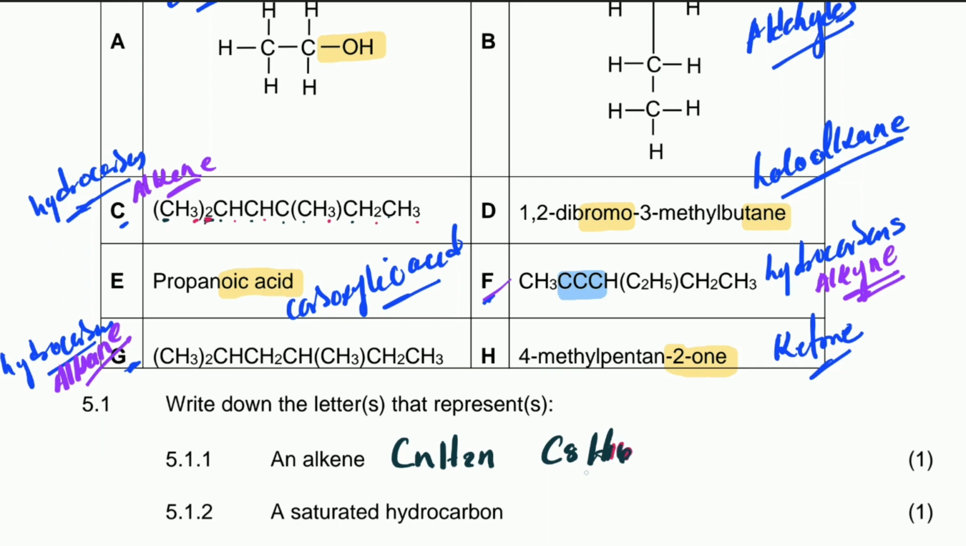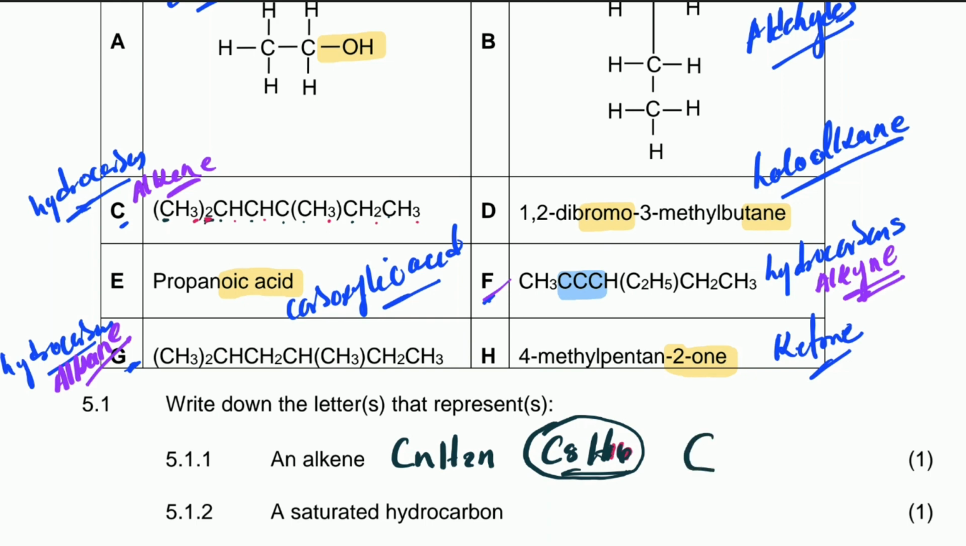16 hydrogens, and if you can see here, this one followed the same trend. So C is 8, H is 2 times 8, which is 16, guys. This one is an alkene. So for sure it is an alkene. The compound is compound C.